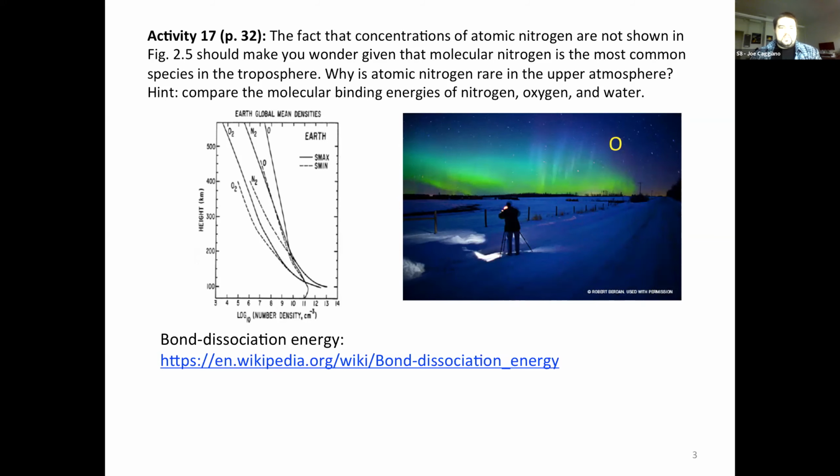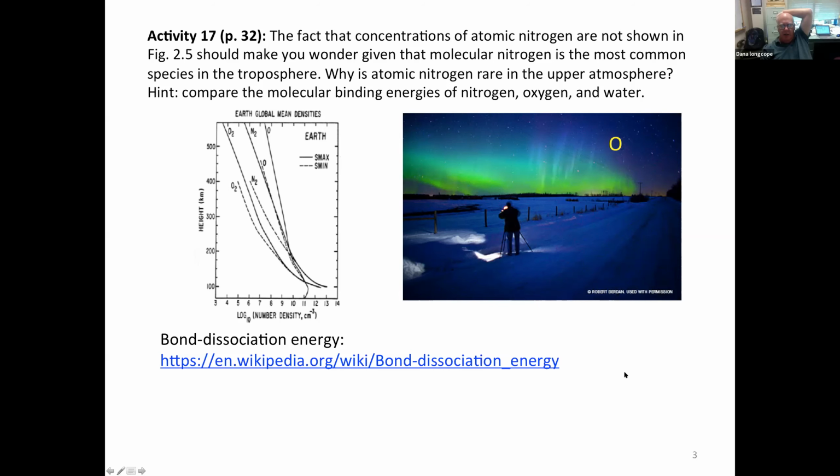Yeah, we found that the binding energy of N2 is so low that nitrogen has a tendency to want to bond with itself quite readily, just because it doesn't take much energy to form the bond compared to O2 or H2O. So therefore, you wouldn't have a lot of atomic nitrogen, just because it wants to bond with itself so much.